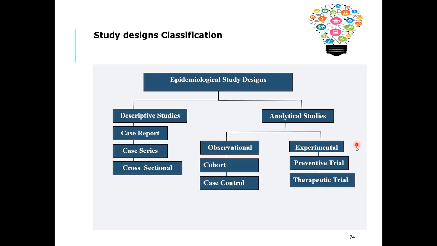In experimental study design, this is further divided into two types. Therapeutic trial, in which you want to do experiments to treat the patient, and preventive trial, in which you want to do the experiments to prevent the disease. In preventive trial, the most important experimentation is vaccination and also health education, that is, how health education imparted in a group of people will reduce the number of cases.